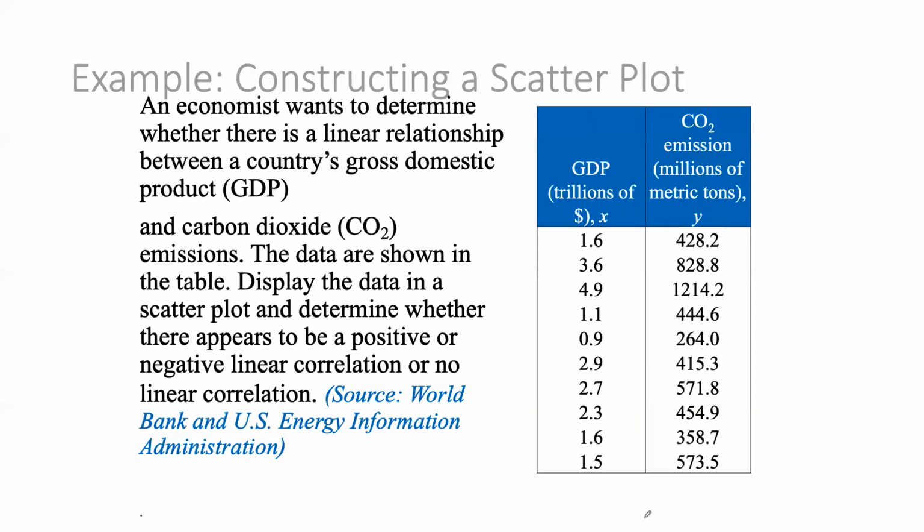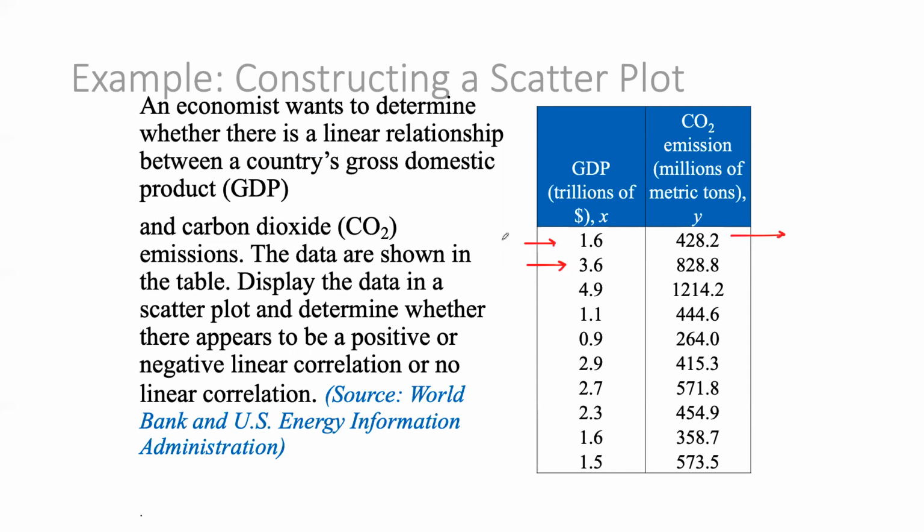So here we have a paired data set. When the GDP of the country is $1.6 trillion, the carbon dioxide emissions at that point were 428.2 million metric tons, right? So GDP is measured in trillions, and emissions are measured in millions of metric tons. When the size of the economy grows, so 3.6 trillion, then the emission level is 828.8, and we go down this list, right?